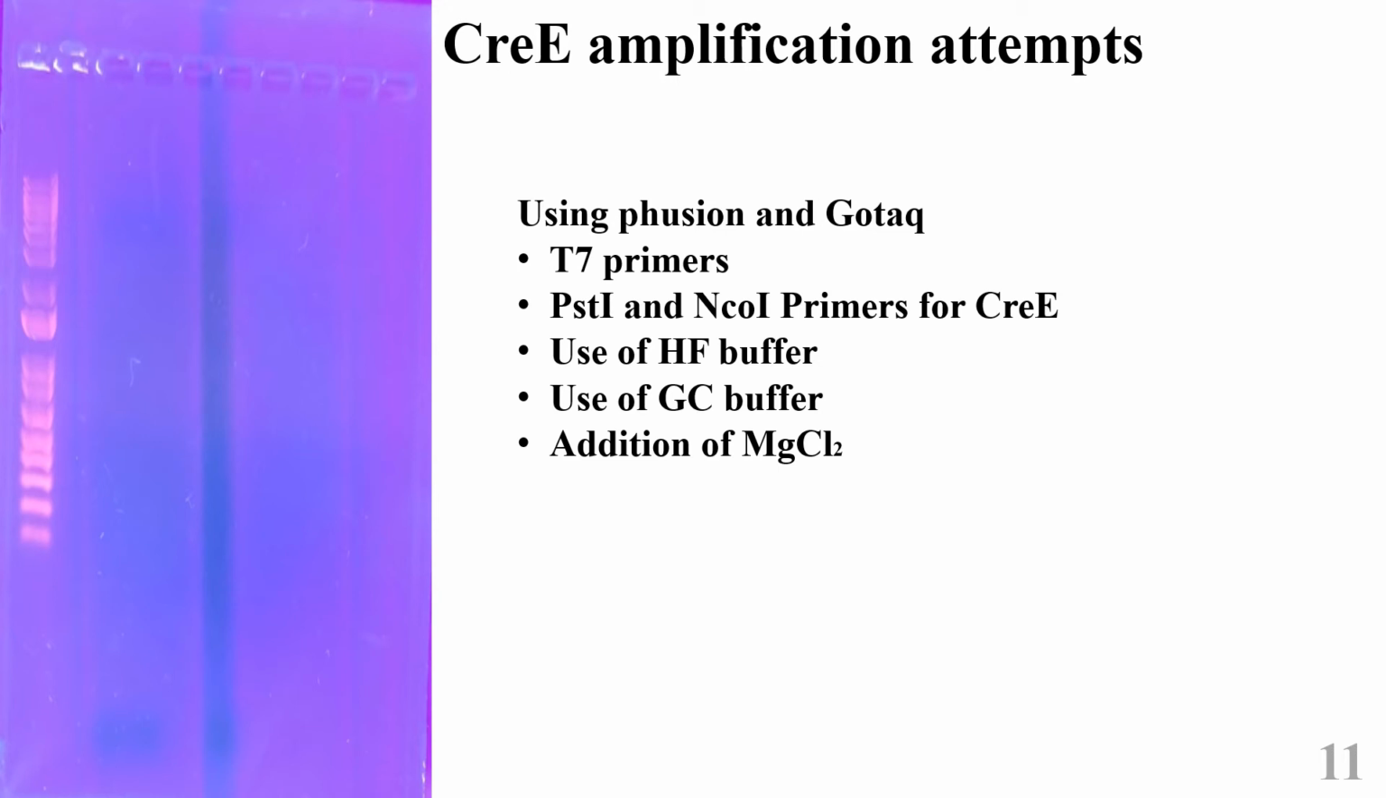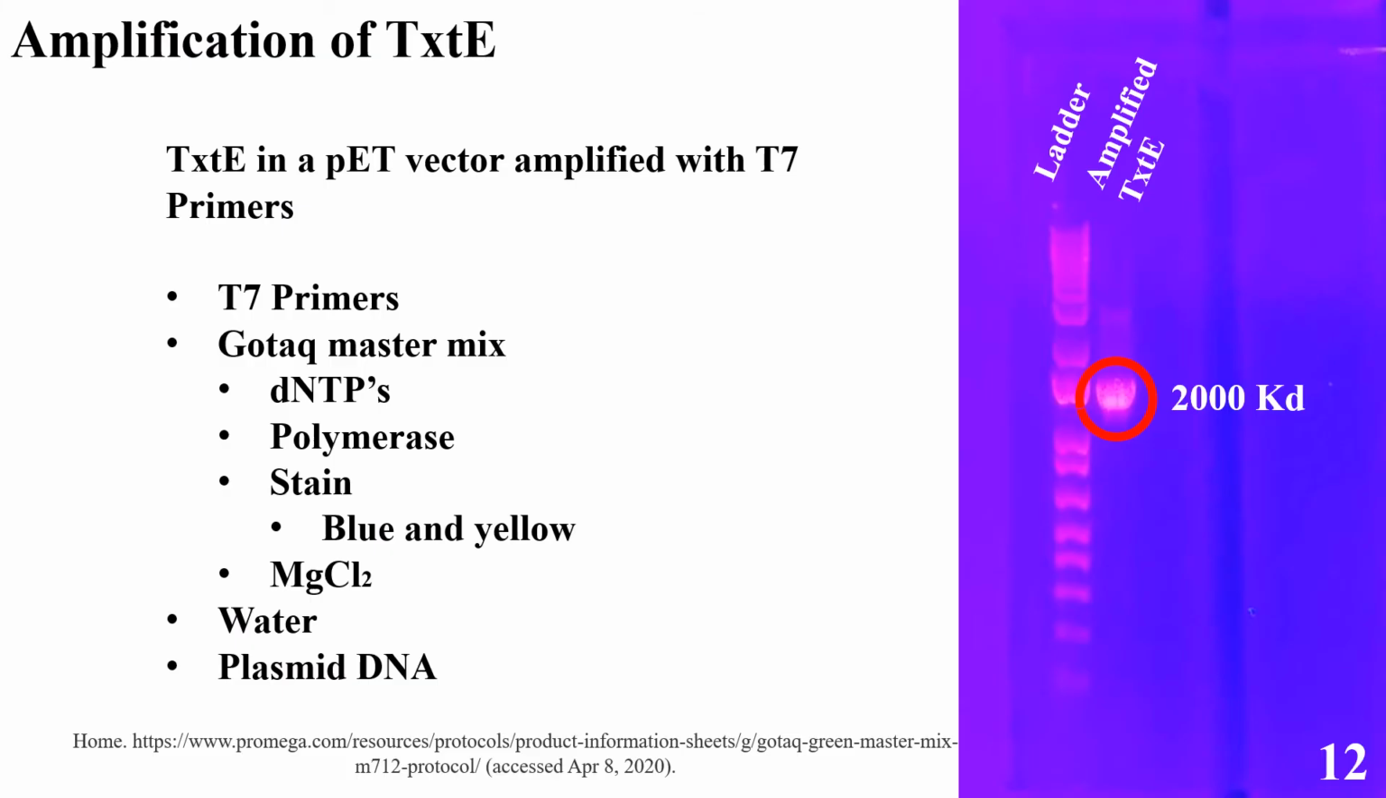Even with the addition of HF, which is high fidelity buffer, and GC, which is supposed to be for a high GC content, and the addition of magnesium chloride, we did not get any of our amplified gene segment. There was another gene that we had in the lab that was also in a PET vector. Using common PCR ingredients and the T7 primers, we got amplification of that gene, suggesting that there was probably something else wrong with our gene segment.